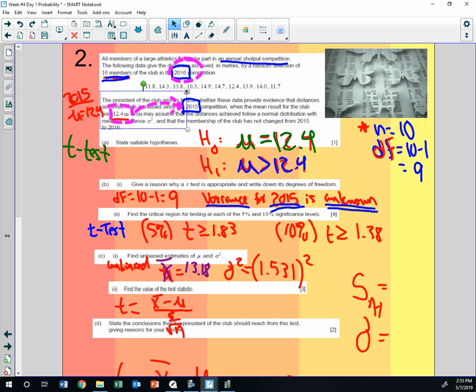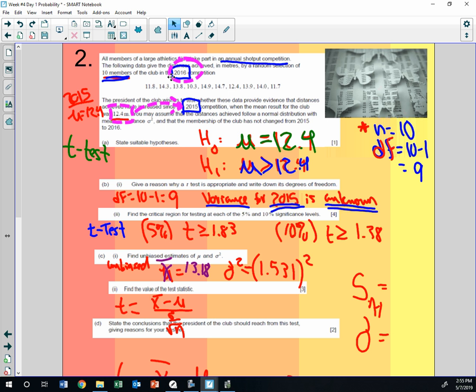So the way that we're going to do that is we're going to come up with a hypothesis. Mu is equal to 12.4. That's if nothing changes. And then for the alternative, we're trying to say, hey, we think we've done better in 2016. That mu is significantly greater, or it's not statistically the same.